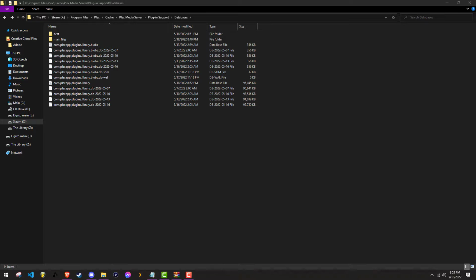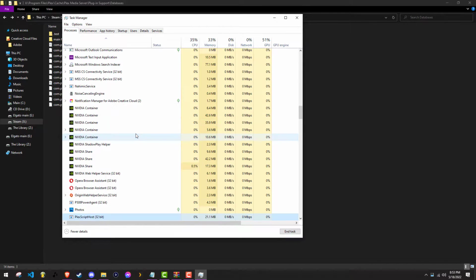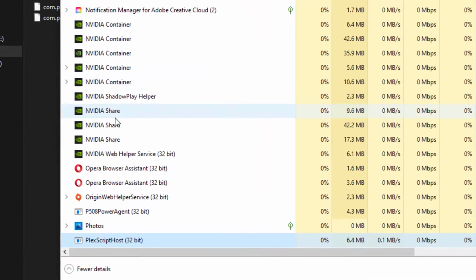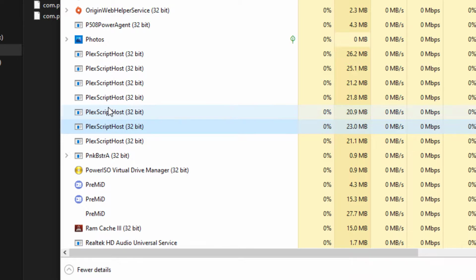So first of all, make sure Plex is off. You need to make sure of this. See that? Just kill all Plex stuff at the moment. Look how many times Plex is up.